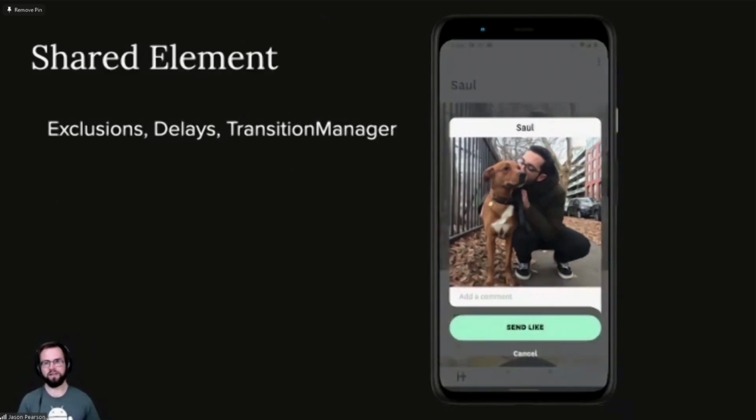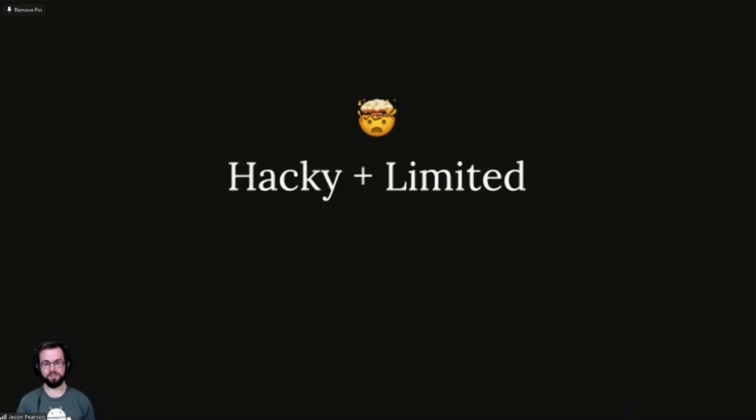Next, we had a shared element transition. Whenever you liked content in a profile in Hinge, we did the shared element, which grabs the bitmap of the view that we're animating, does some exclusions on the nav bar, status bar, and some other elements on the page, and does some delays, then fires a bunch of animations through TransitionManager, which are all fire and forget. They can all error. They can all have bad things happen. This is hacky and limited.